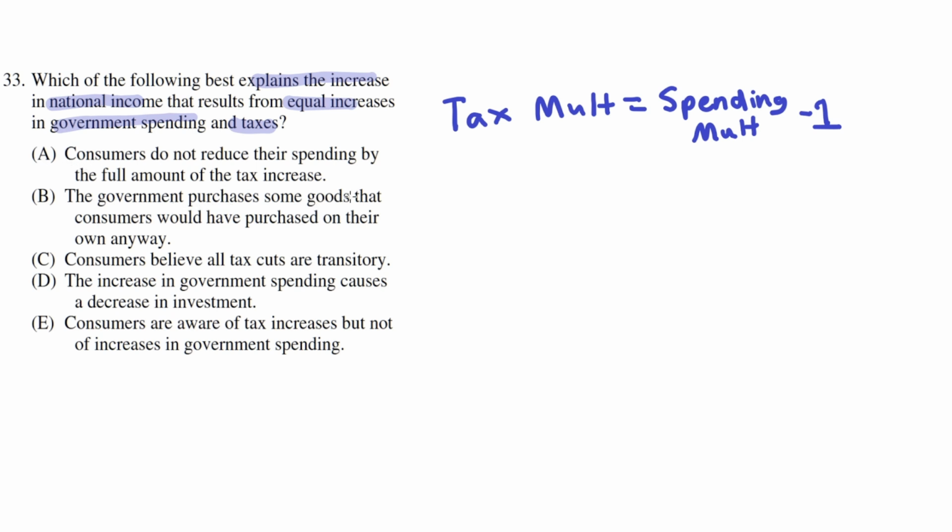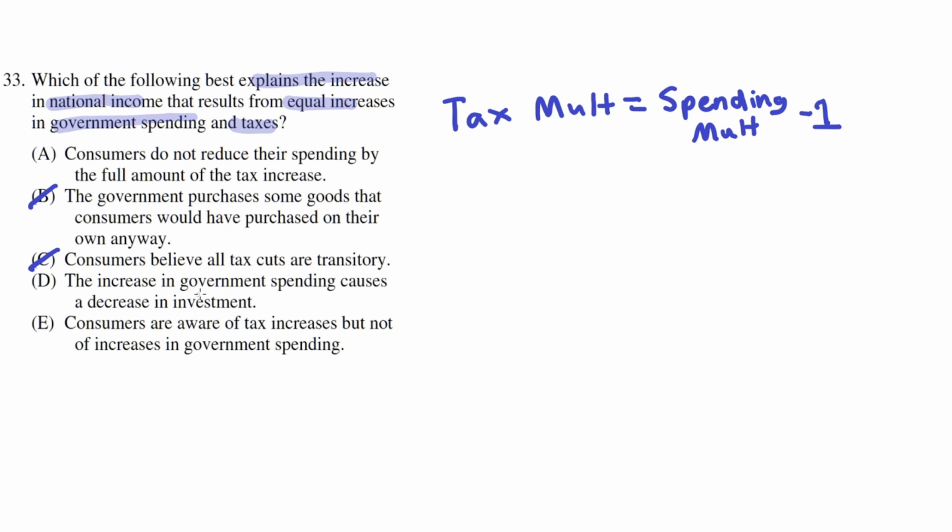B. The government purchases some goods that the consumers would have purchased on their own anyway. This is incorrect because this does not explain the increase in national income, so we can eliminate option choice B. C. Consumers believe all tax cuts are transitory. This is incorrect because nothing from this situation highlights how we should be inclined to analyze the consumer beliefs. So C is incorrect as well.